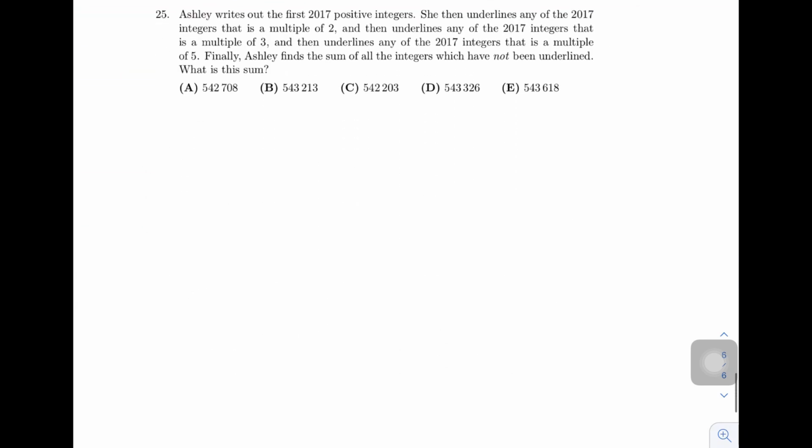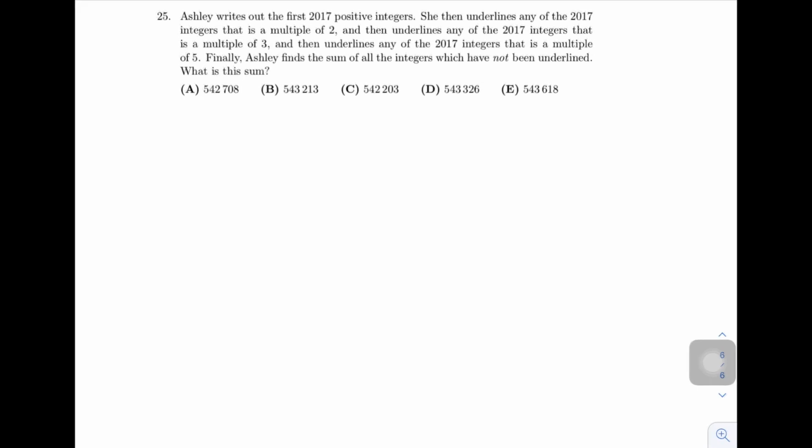Question 25. Ashley writes out the first 2017 positive integers. She then underlines any of the 2017 integers that is a multiple of 2. Then underlines any of the 2017 integers that is a multiple of 3. And then underlines any of the 2017 integers that is a multiple of 5. Finally, Ashley finds the sum of all the integers which have not been underlined. What is the sum?